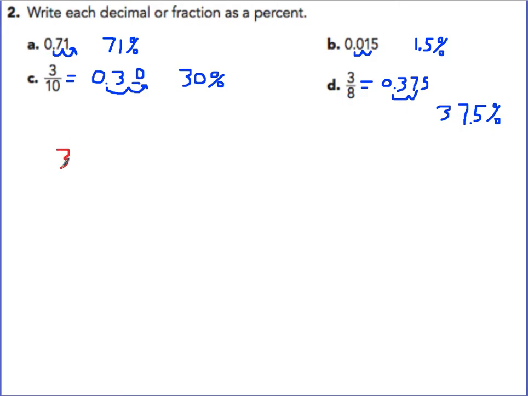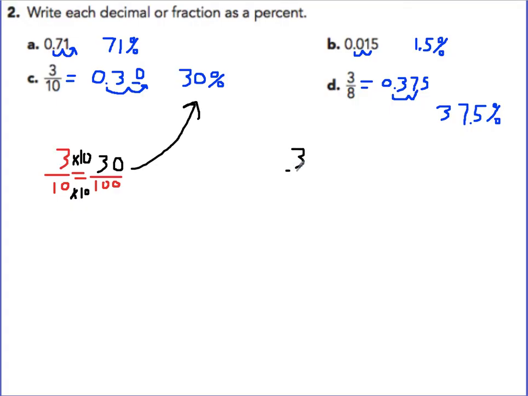So 3/10, if I want to write an equivalent fraction to be out of 100, remember you're going to multiply this fraction by 1, and to multiply it by 1 to be clever, we're going to do 10 over 10, because 10 times 10 is 100. Notice how this 30 over 100, that's exactly 30%.